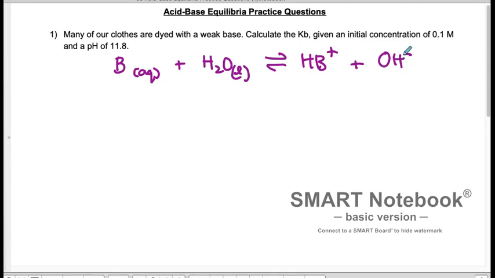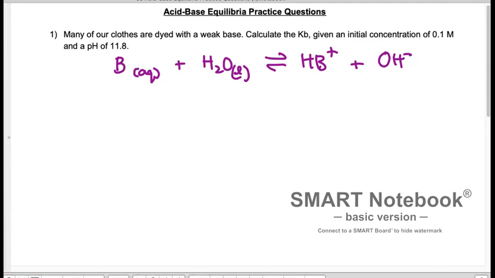When it comes to solutions with hydroxide ions, we can tell if it is basic or not. The greater the concentration of hydroxide, the stronger the base, because it will favor the reaction to the right. It will favor this product.